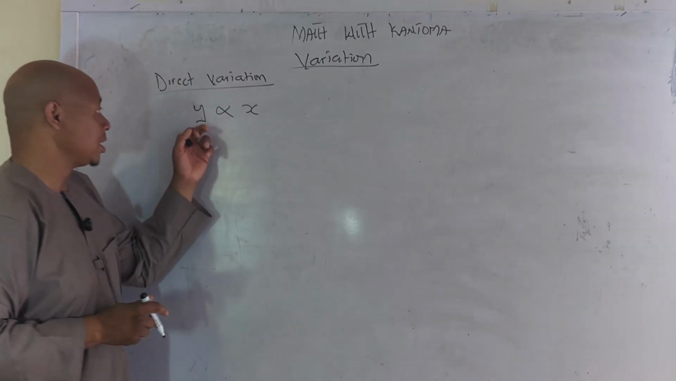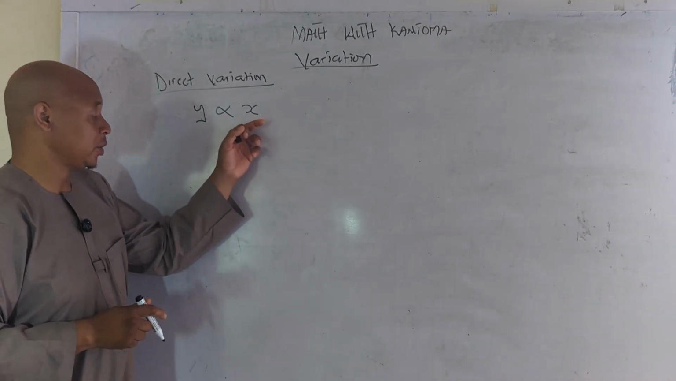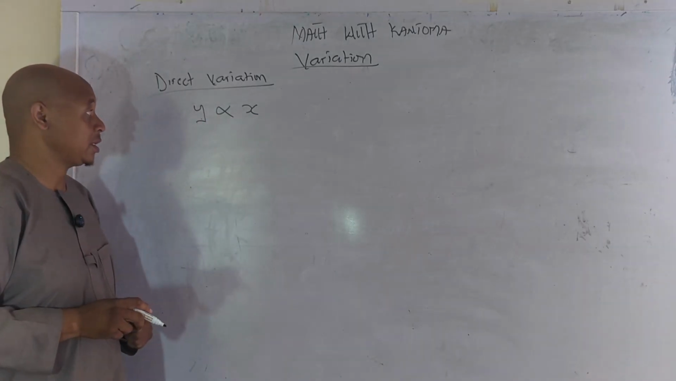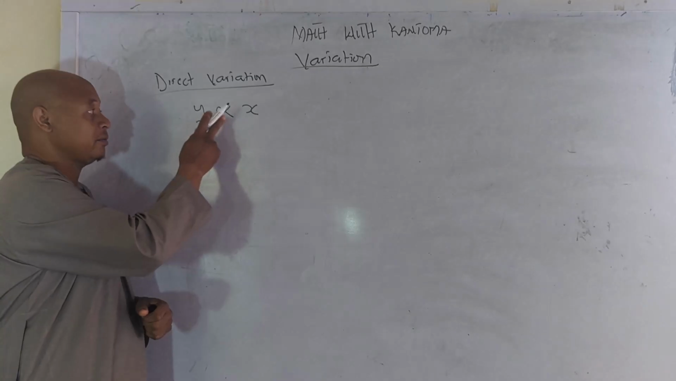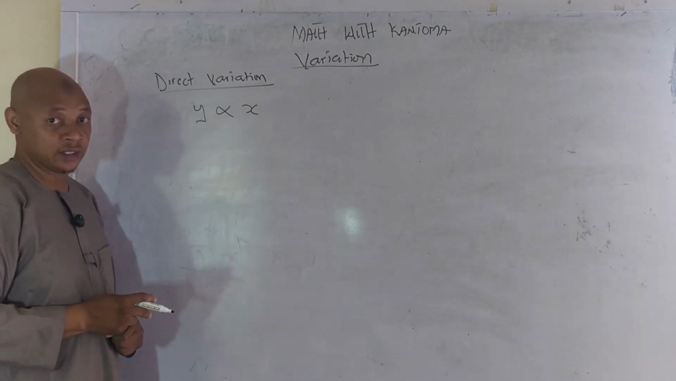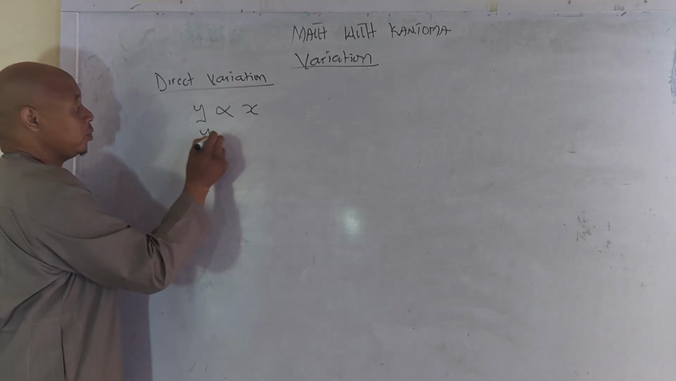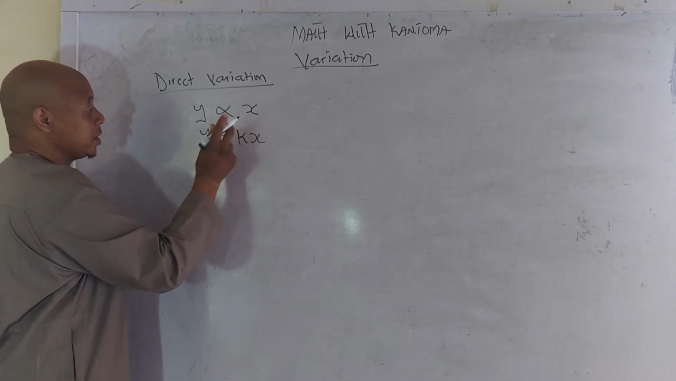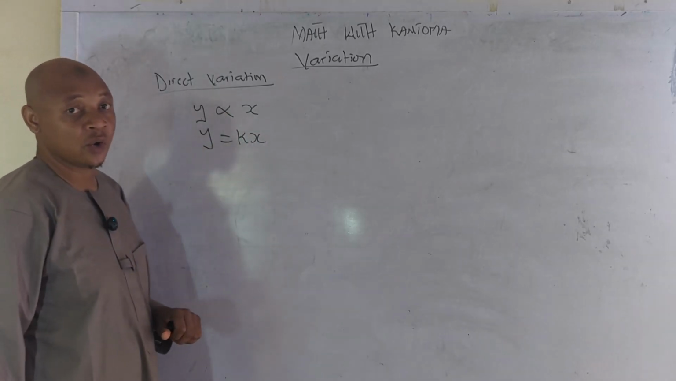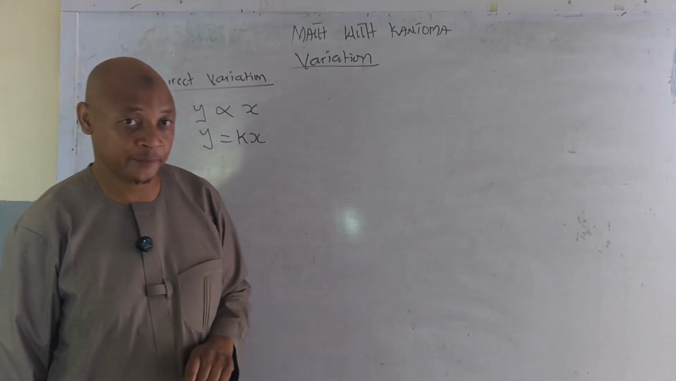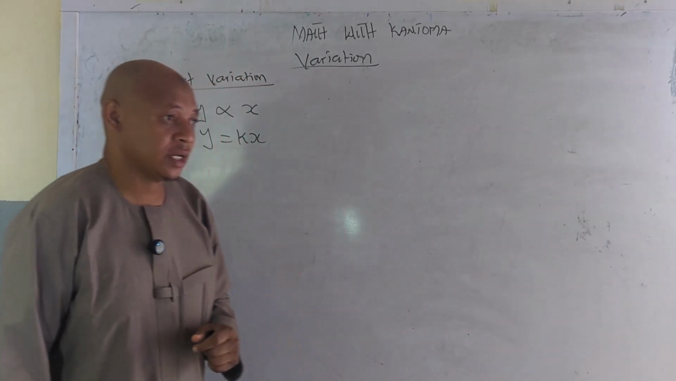So now this is the relation. By denoting the relation, we say y varies directly with x. Now if we remove the sign of proportionality, we have y equal to kx, where k is the constant of the variation. Now I'll give you an example.